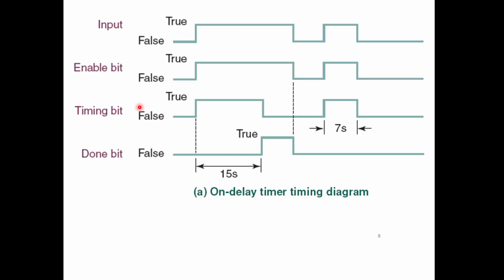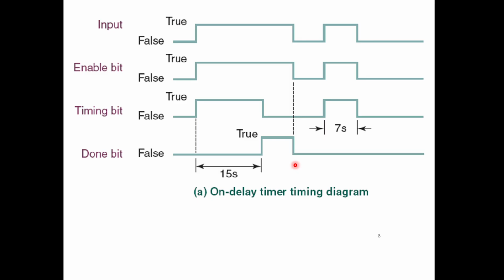So let us see how this works. Once the input is true, your enable will be true, and as soon as the enable is true, it will start to count time. The accumulator value will keep on increasing, so the timing bit will become true as well. Once the timing is finished, let's say we set it for 15 seconds, the accumulator value hits the value which causes the 15-second delay, the timing bit will become false and the done bit will become true.